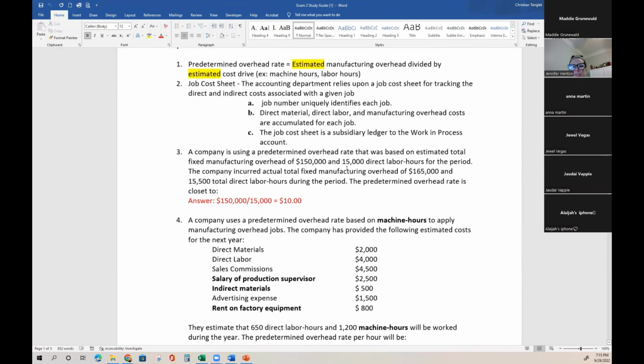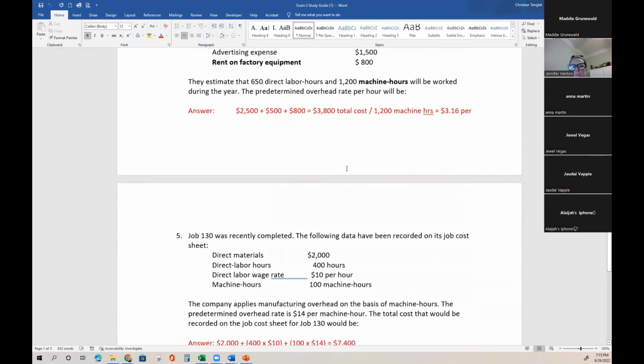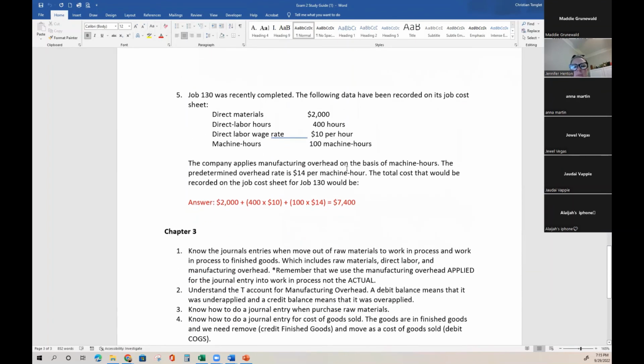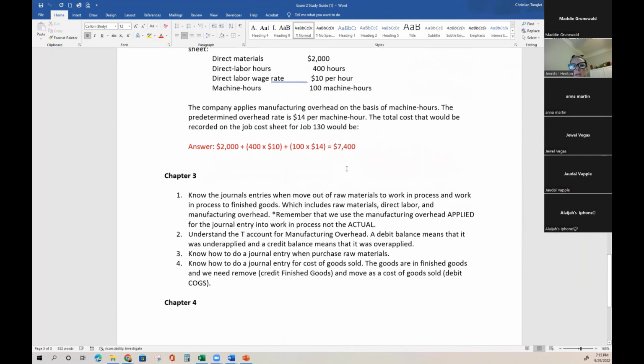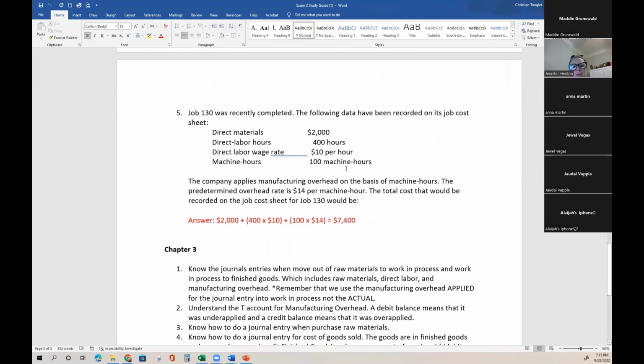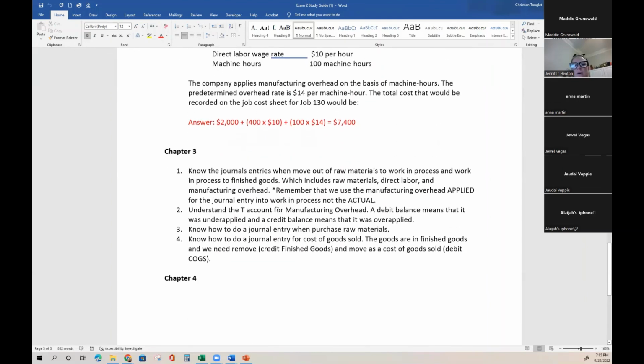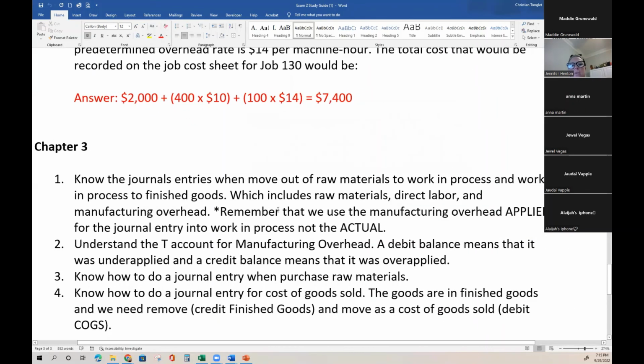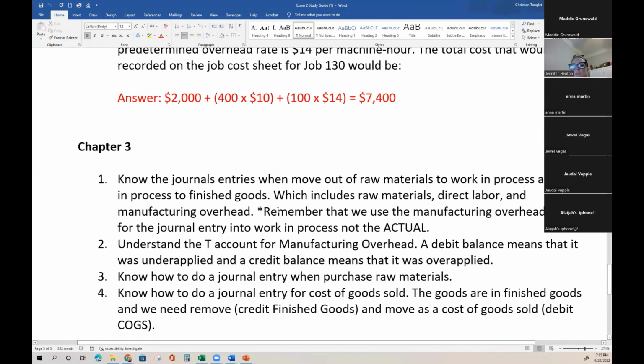So I'm just going through each chapter and laying out the information for you to know how to do some of the problems, and also look to see, I'm not finished yet, but look to see what else it is that you need to know in that. So on chapter 3, I'm saying know the journal entries when you move out of raw materials to work in process to finished goods, similar to what we looked at on those slides tonight. It's the same ones that we looked at on the other slides. And then you did some of that for homework as well.